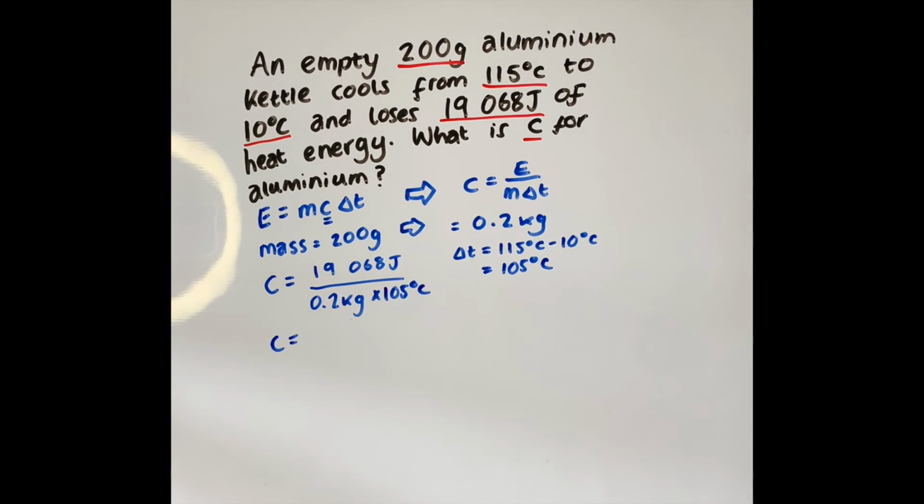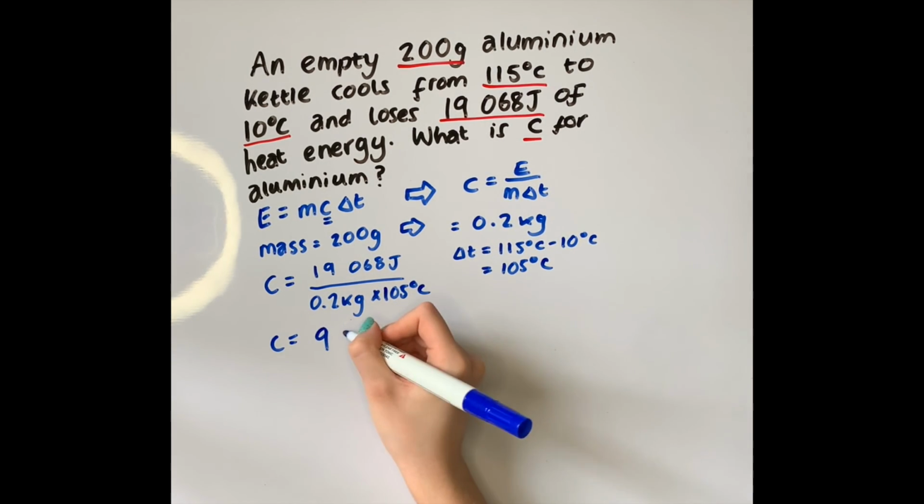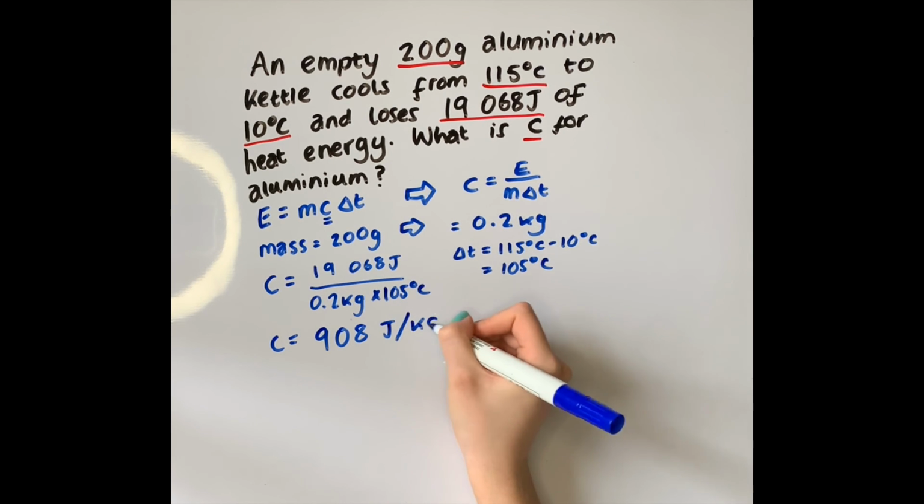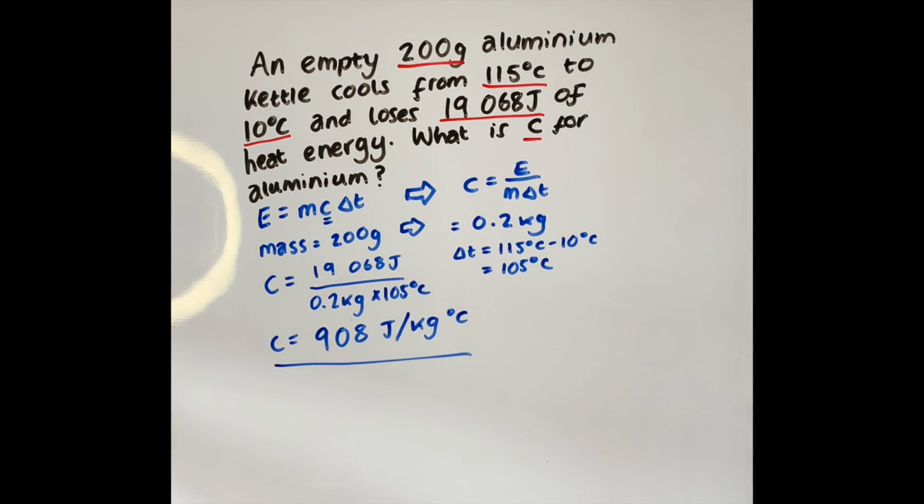So if we pop this into our equation, we should get a specific heat capacity of 908 joules per kilogram per degree Celsius. Notice how we could have written a negative temperature change because it cooled down. If we had written a negative temperature change, we would have also needed to have written a negative energy loss. Both negatives would have cancelled out and we would have still had a positive heat capacity.